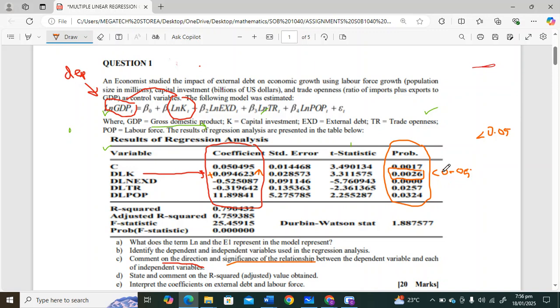This is called the p-value rule. If your probability value is less than 0.05, it means the relationship between the variables is significant. There is a true relationship, meaning that capital investment actually does affect GDP. If it's not significant, then it means capital investment doesn't affect GDP.